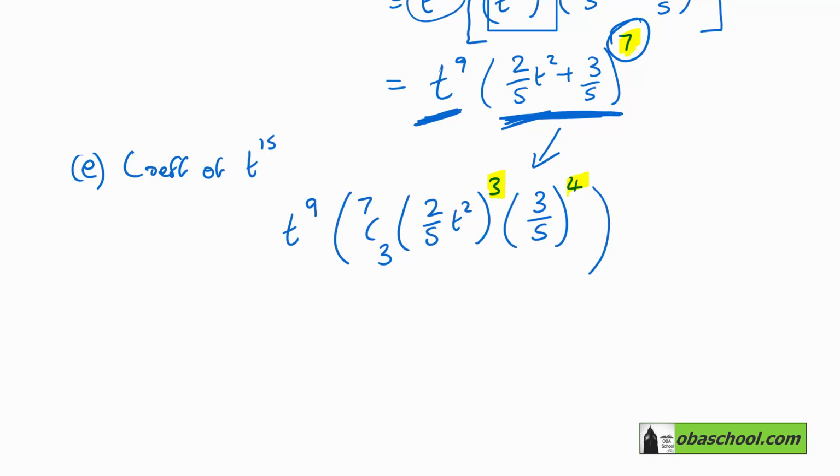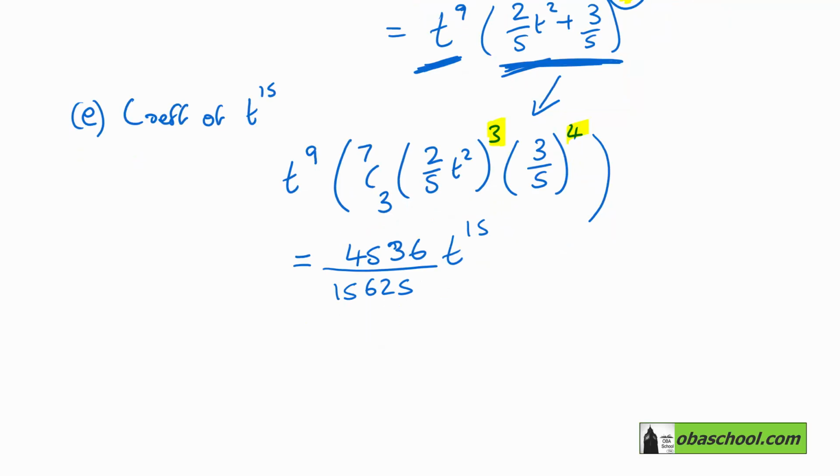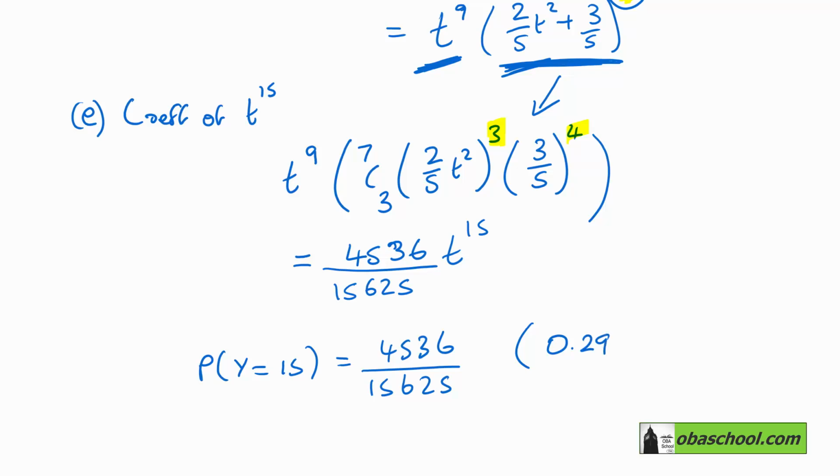So if we calculate that, we end up with 4,536 over 15,625 t to the 15. So the probability of y being equal to 15 is 4536 over 15,625. As a decimal, that's about 0.2903.